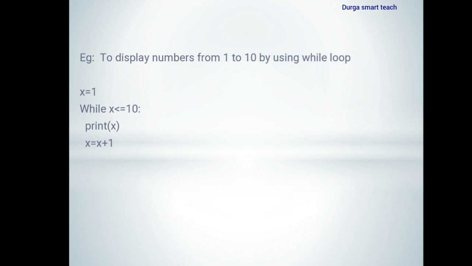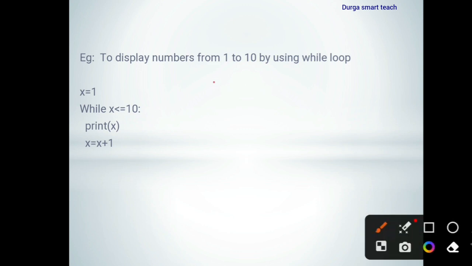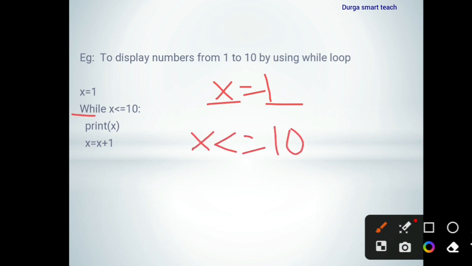So first, if you want to display 1 to 10, you need to use x = 1. I am initializing x = 1. x is a variable, 1 is a value. Next, I am checking x <= 10. What is the x value? 1. 1 <= 10. Is it true or false? Yes, it is true. If it is true, then it prints the x value. x value is 1. Okay.